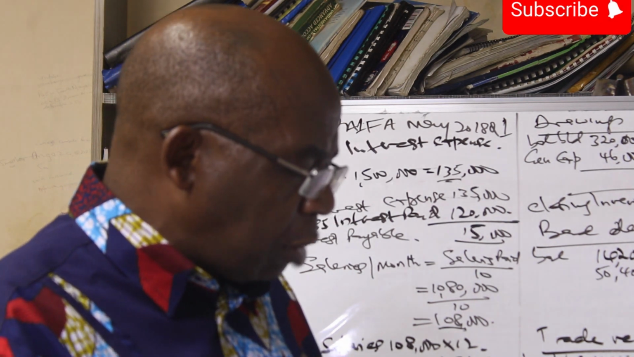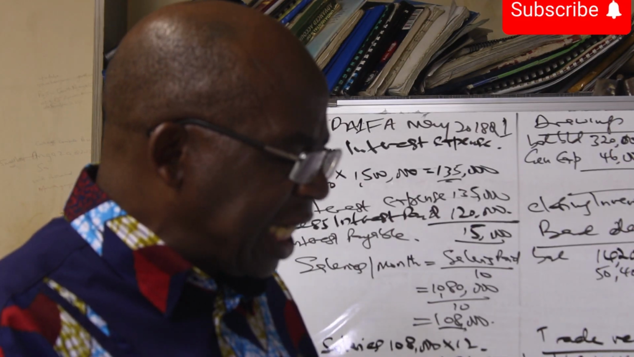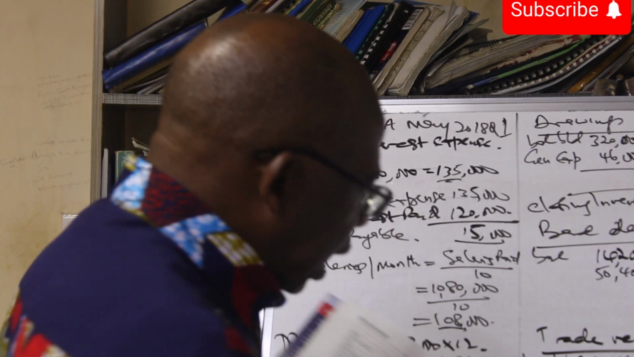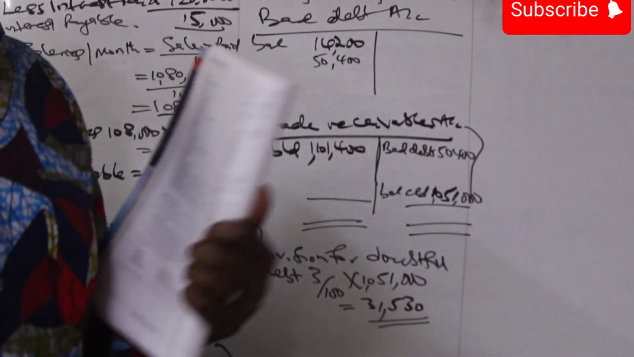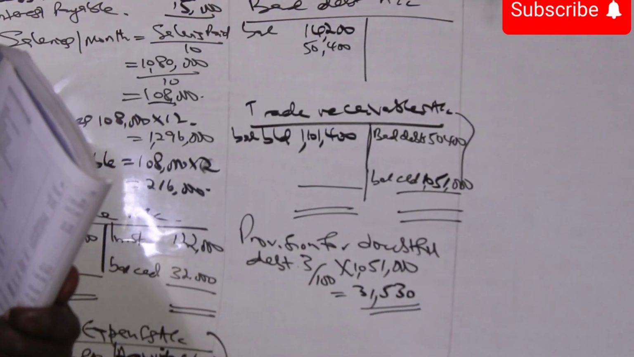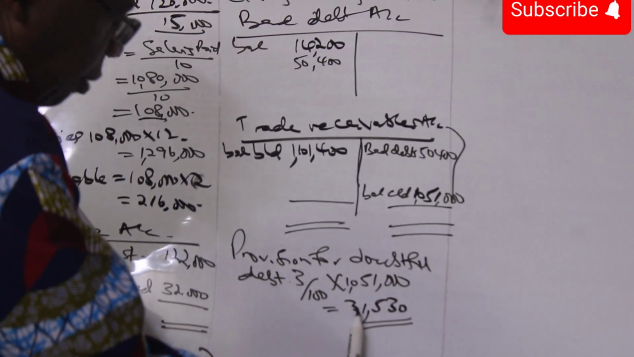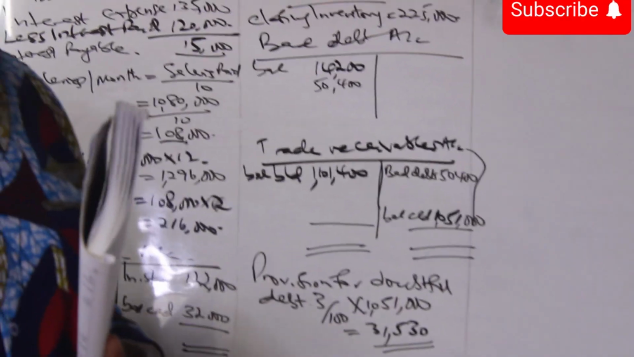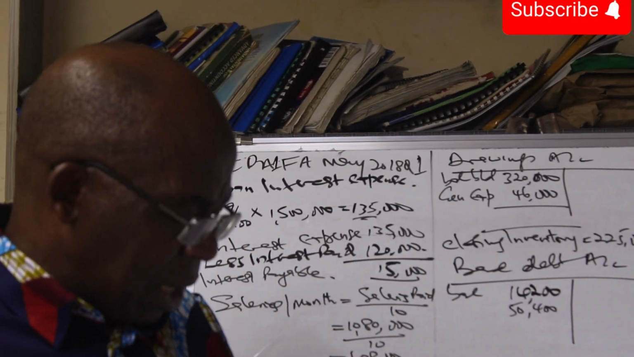So if you go to a trial balance, our trial balance figure tells us our allowance for doubtful debt is 31,530. So it is still the same figure, 31,530. And therefore, we are not increasing, we are not reducing. So once we get the trial balance to the balance sheet, we will get our debtors 1,051,000. We subtract 31,530 to get net trade debtors.